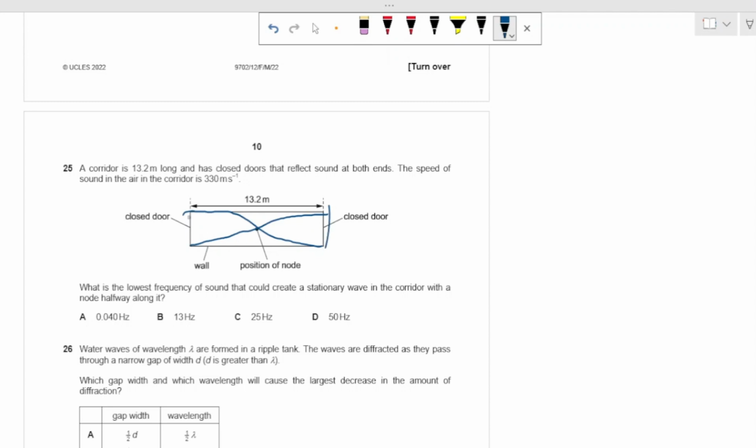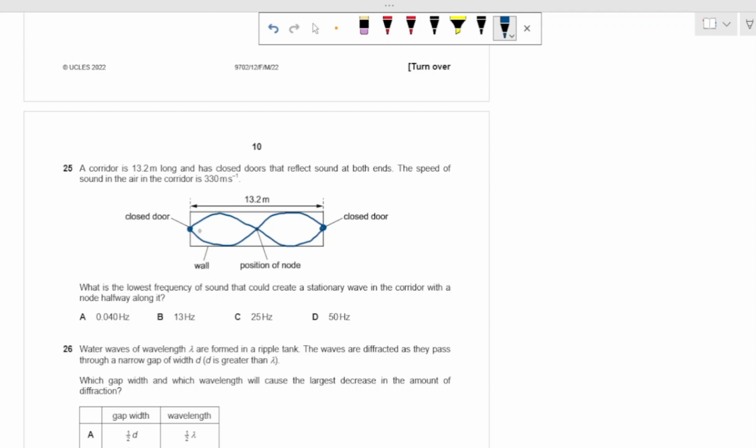Because there are closed doors at the ends. If these had been open doors, then this configuration of a stationary wave would have been correct, but it isn't. Because these are closed doors, that means the doors will also have a node. They must, because they won't have any vibrating particles. So if you make the wave, it would be this stationary wave. And now we can see the lowest frequency.